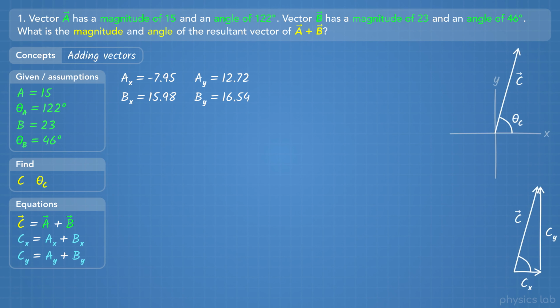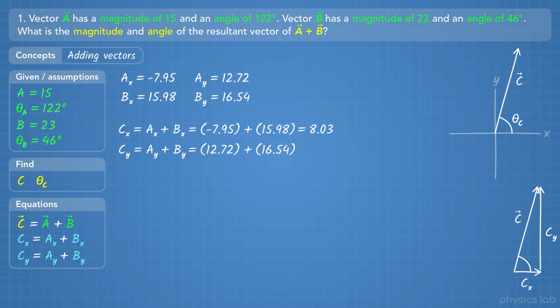Now we can add the x components and the y components to find the components of vector c. Cx equals ax plus bx, which is negative 7.95 plus 15.98, which gives us 8.03. Notice that we're always adding the two components, but we can plug in negative values. Next, cy equals ay plus by, which is 12.72 plus 16.54, which gives us 29.26.